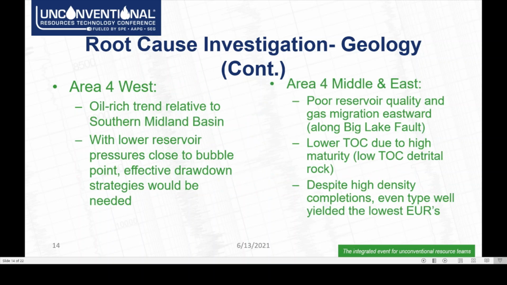Area 4 is where geology comes into play. The west portion of Area 4 is an oil-rich trend. There are lower reservoir pressures close to the bubble point, and effective drawdown strategies would be needed. In Area 4 Middle and East, there's poor reservoir quality and gas migration eastward. There's lower TOC due to high maturity or low-TOC detrital rock. Despite high-density completions, even type wells lead to the lowest EURs. This is where geology becomes a root cause.